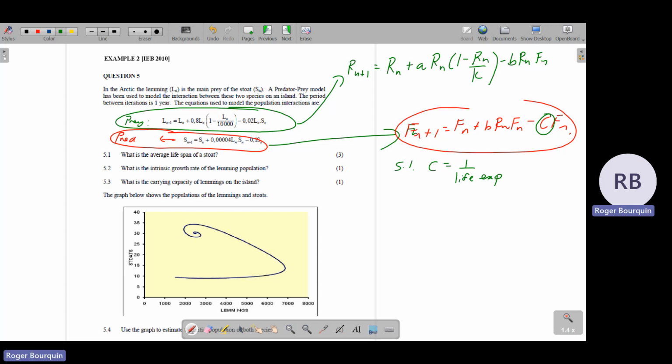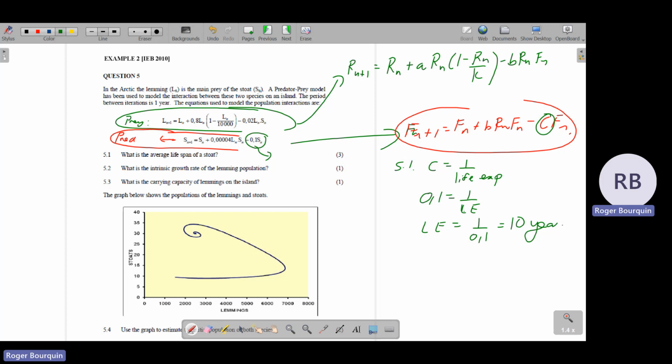So now I go to the formula. What's C equal to in this formula? What's the coefficient there? It's 0.1, right? So 0.1 is equal to 1 over life expectancy. So life expectancy is equal to 1 divided by 0.1, which is 10. So you can answer 10 units. You want to read the question.